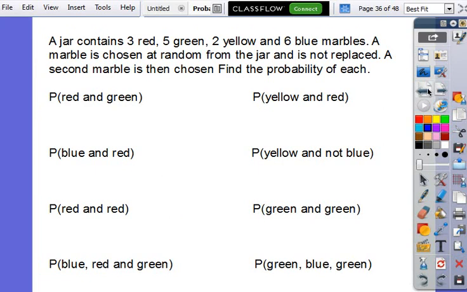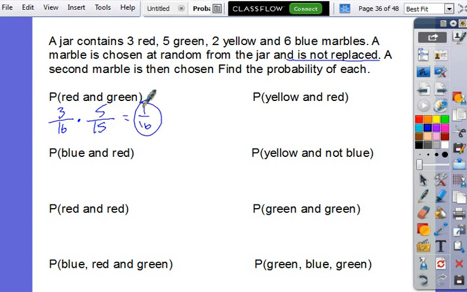All right. On these, the biggest thing it says is not replace. That tells me automatically it's dependent. So what happens? The first thing affects what happens the second time. I'm still going to start like normal. So this was 16? Yes. All right. So there's going to be 16 choices to choose from that first one. But for the second one, there's only 15. We good with that? Because when we take one out, we're not putting it back in, so now it's going to drop down. So red is still 3. Green is 5. So now I'll be working that problem like that.